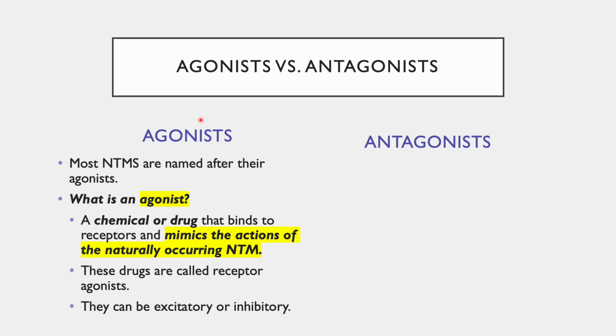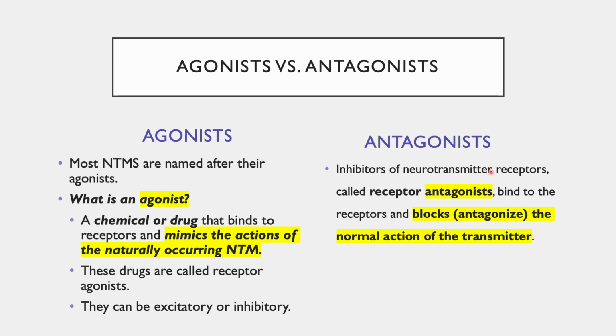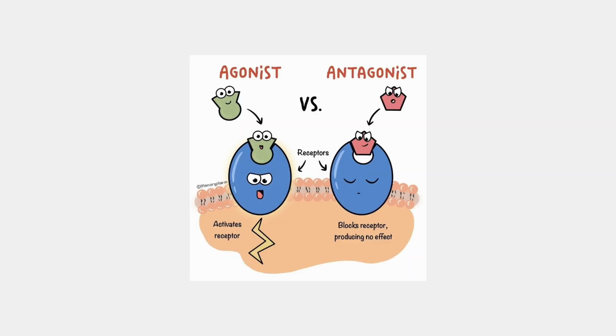Antagonists are different from agonists. Rather than mimicking the neurotransmitter, it actually blocks the neurotransmitter from coming into the receptor. So these are inhibitors of neurotransmitter receptors, and they bind to the receptors and block or antagonize the normal action of the neurotransmitter. So it simply sits on the receptor and blocks it.